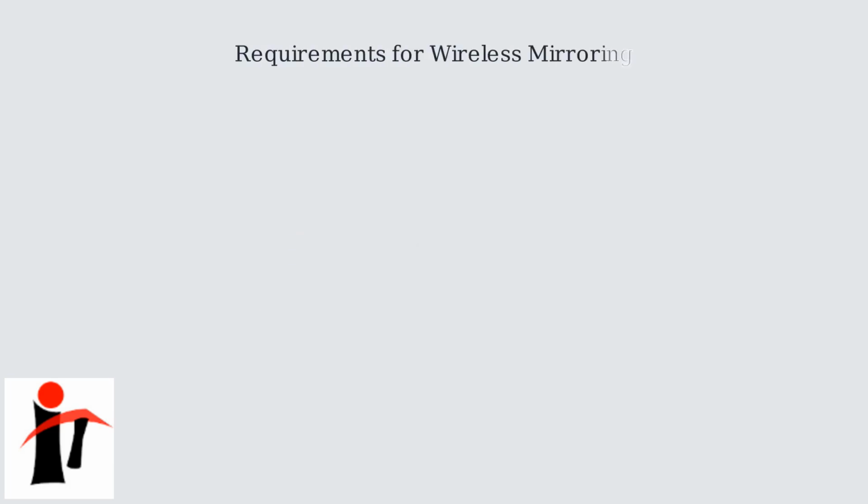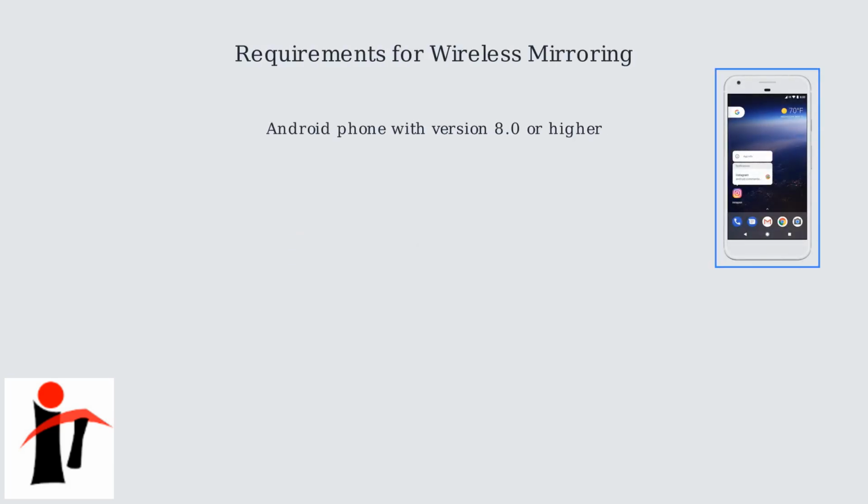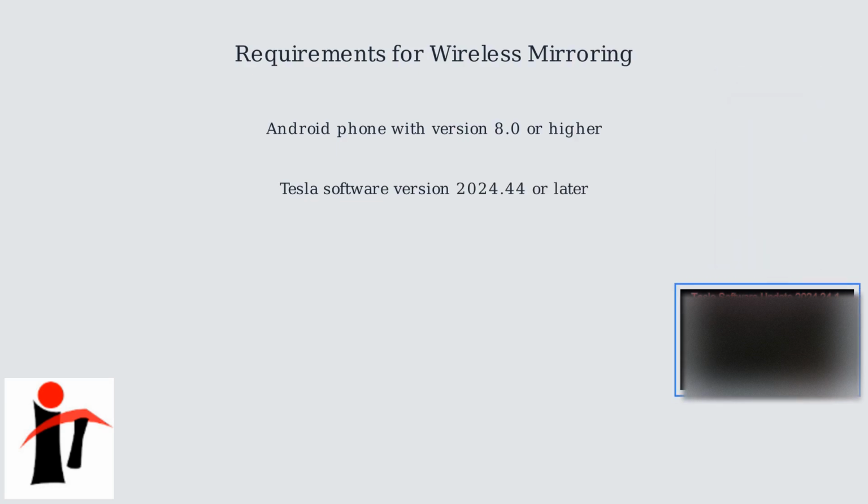To set up wireless mirroring from your Android phone to your Tesla, you'll need a few basic requirements. First, ensure you have an Android phone running version 8.0 or higher. Your Tesla vehicle must have software version 2024.44 or later installed. Check for updates in the Tesla settings to ensure compatibility.